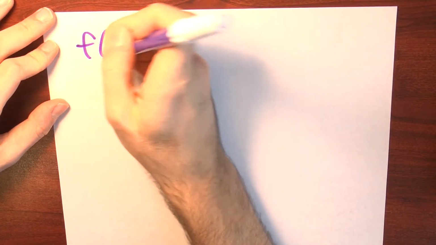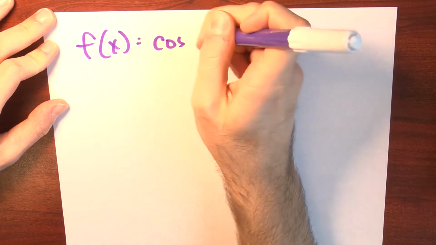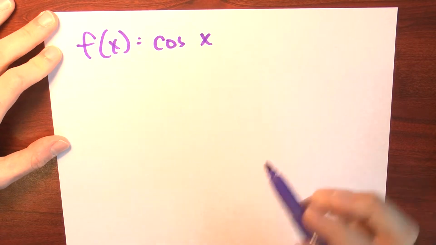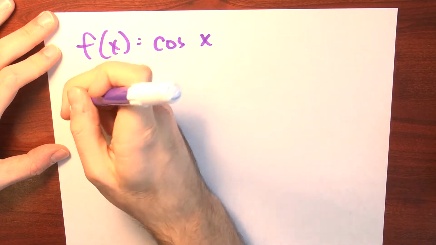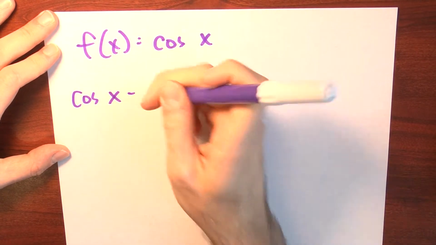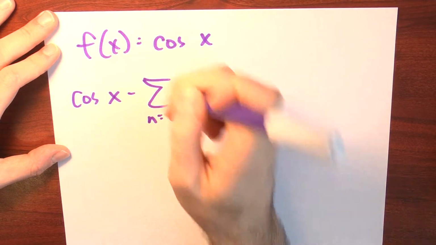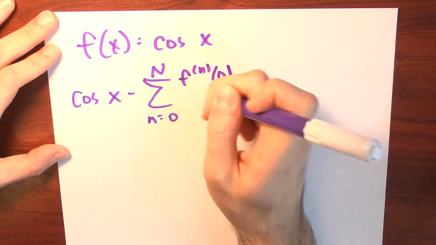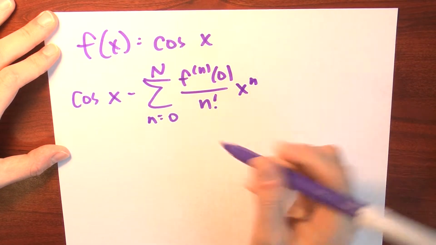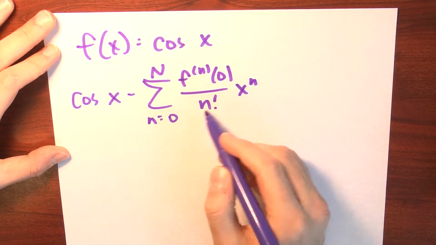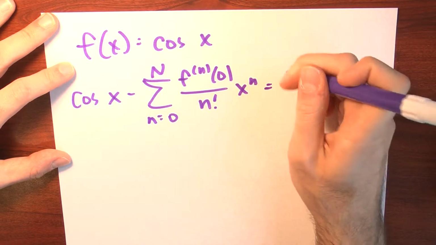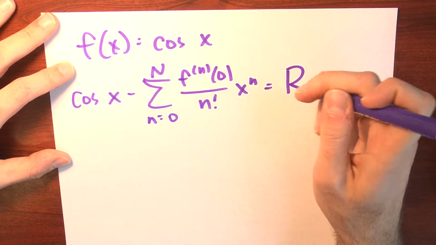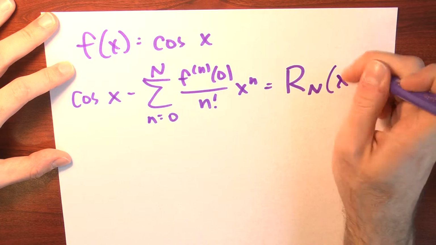Okay, so the function that I'm studying here is cosine, so let's call that f. And what does Taylor's theorem say? Well, it says that the difference between cosine and the big Nth partial sum of its Taylor series around 0, which is what I'm writing out here, the nth derivative of f at 0 divided by n factorial times x to the n, is the remainder term, big R sub N of x.